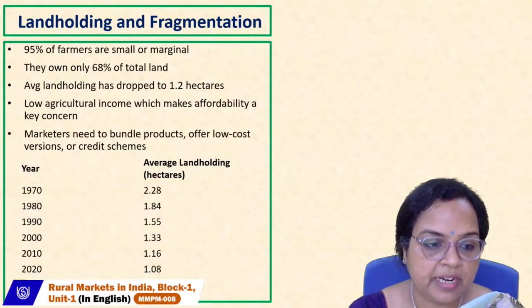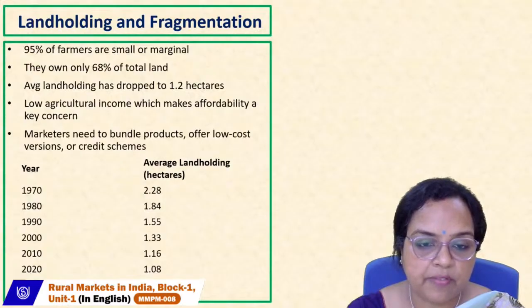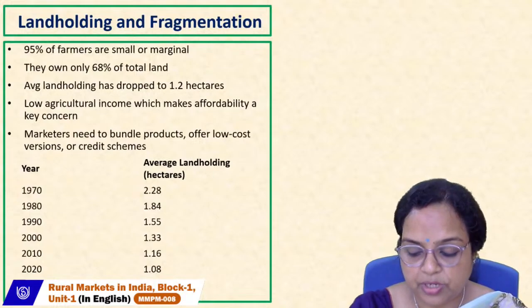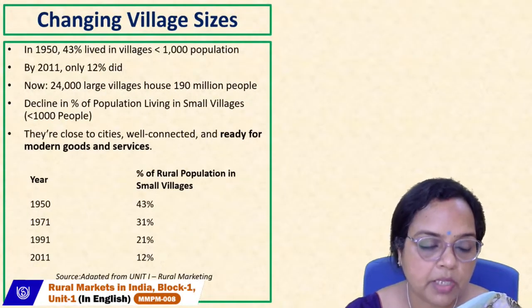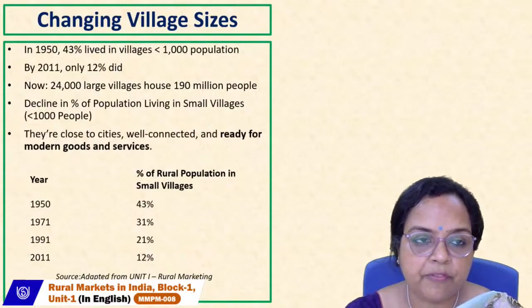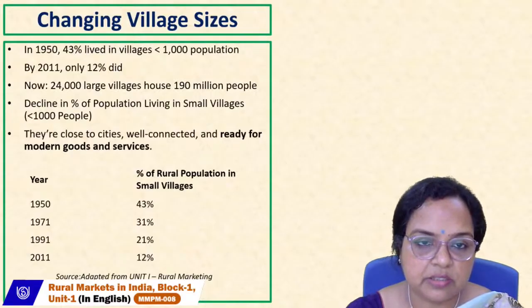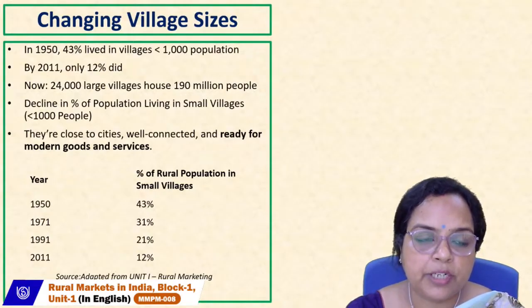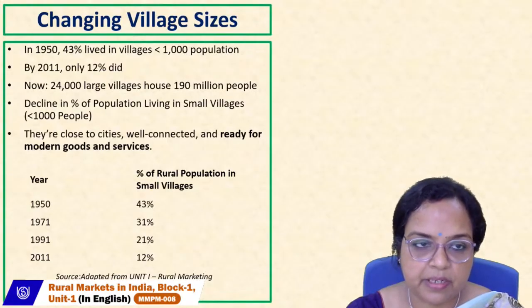This table shows that in the 1970s the average land holding was 2.28 hectares, and towards 2020 it becomes 1.08 hectares per person. Then we will discuss changing village sizes. In 1950, 43% lived in villages having less than 1,000 population. By 2011, only 12% lived in those particular villages.